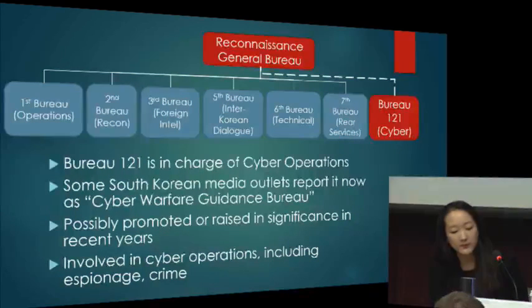Also, similar reports have said that Bureau 121, or 121 Kuk, also used to be called Unit 121, or 121 Seoul. If these reports are true, then we think that this organ could have been promoted or increased in emphasis over the course of just a few years. We don't know exactly why, but it could be that these cyber operations were regarded as quite successful within the government, or that there has been a top-down decision that placed a greater emphasis on cyber missions overall.